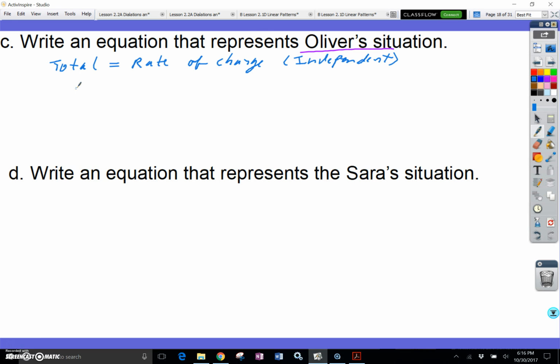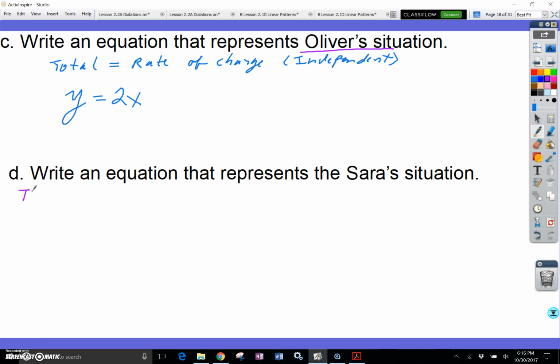So let's go ahead and look at this now. The total amount of money is going to be y, is equal to his rate of change, his rise over run, how much money he gets per bag of popcorn, which was $2. And we almost always write x for the independent variable. This is his equation.